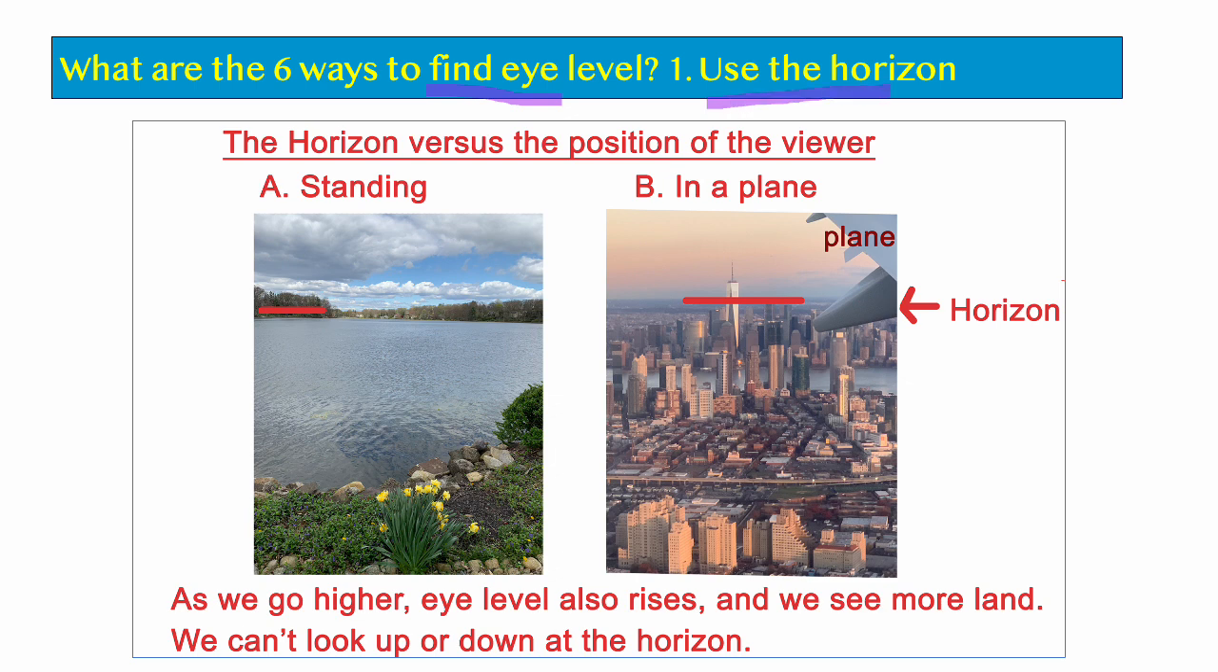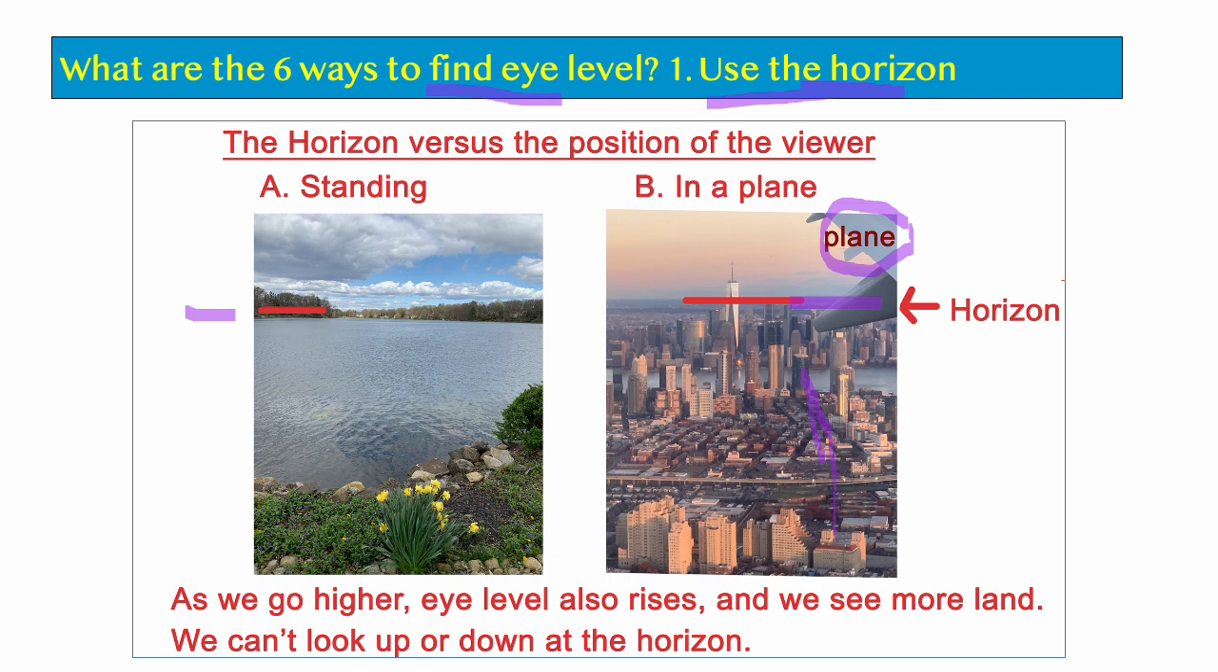Well, one way is to use the horizon, which is always at eye level. In this first picture, I'm looking across the lake. So the horizon is about 3 miles away as viewed by someone standing 5 or 6 feet above level ground. In the second one, the horizon is as high as the plane where I'm sitting. Now I see Manhattan and the Hudson River, not just a lake. So the higher we go, eye level also rises because we see more of the earth. But we can never look up or down at the horizon.